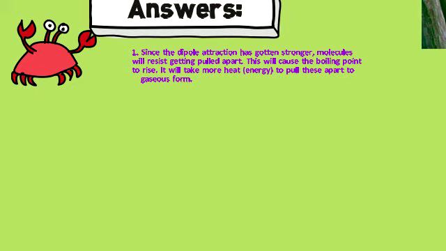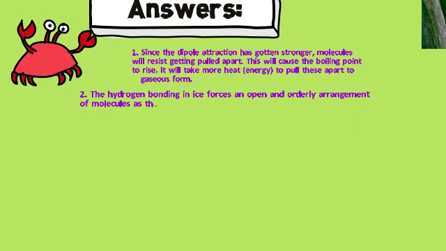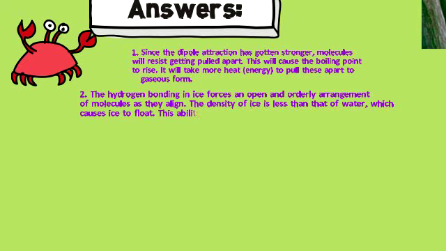The second question had to do with ice and the density of ice. The hydrogen bonding in ice forces an open and orderly arrangement of molecules as they align. So the density of ice is less than that of water, which causes ice to float. This ability allows life on the planet to survive. And why? Do you know why?